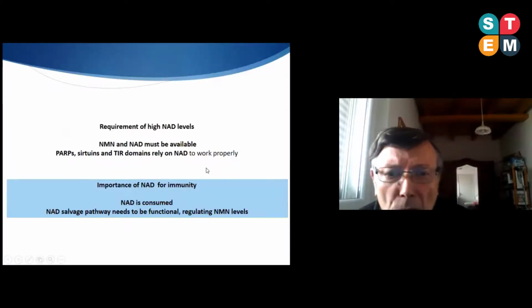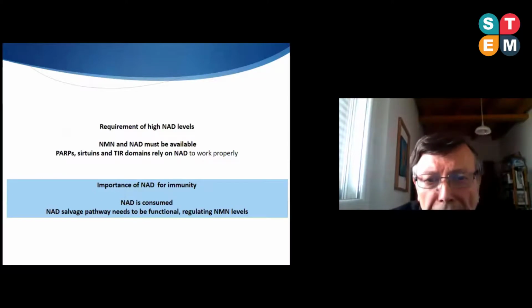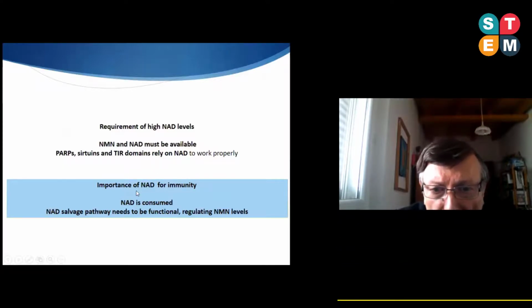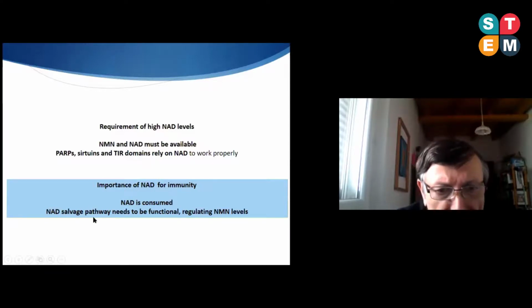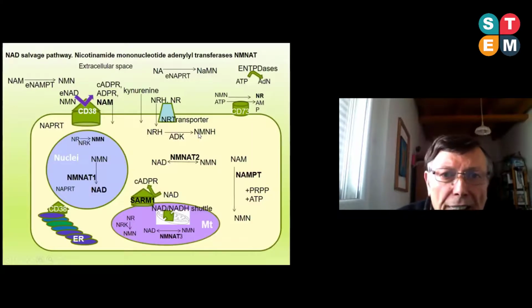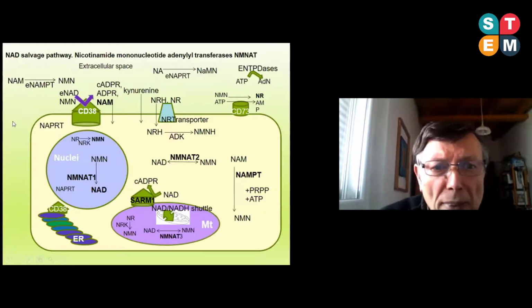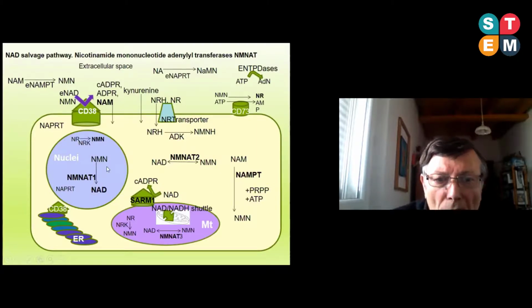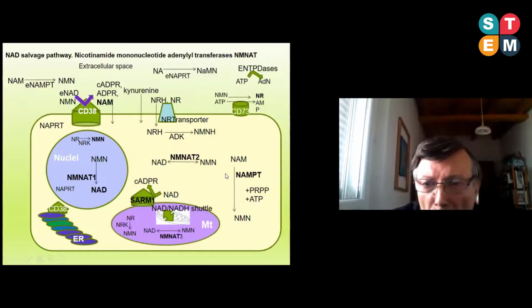So now we know that we need a high level of NAD for all these reactions. So NMN and NAD must be available for these enzymes. And NAD is consumed, so we need an efficient and functional NAD salvage pathway to regulate NMN levels. And this is the schematic slide of the NAD salvage pathway in humans. We can see there are three compartments of NAD: nuclear, mitochondrial, and cytosolic.